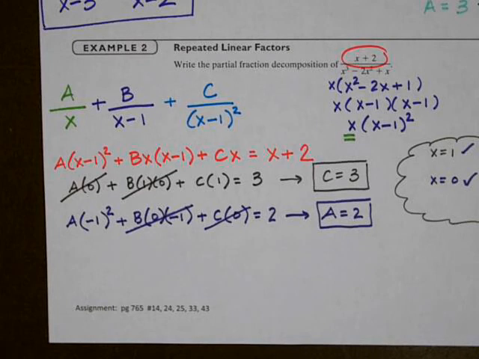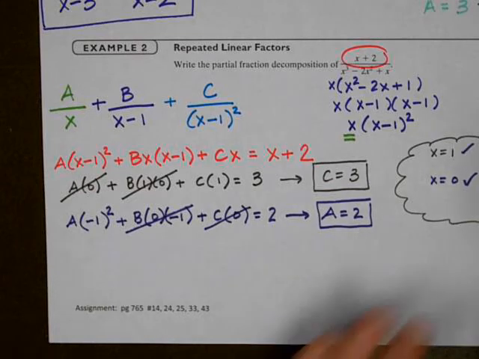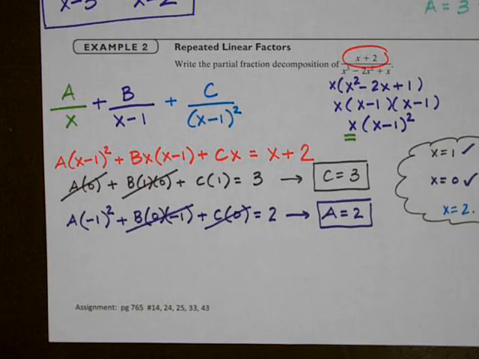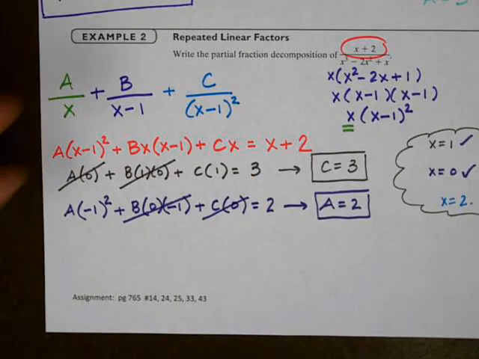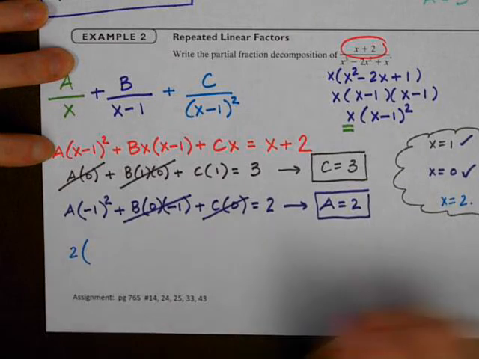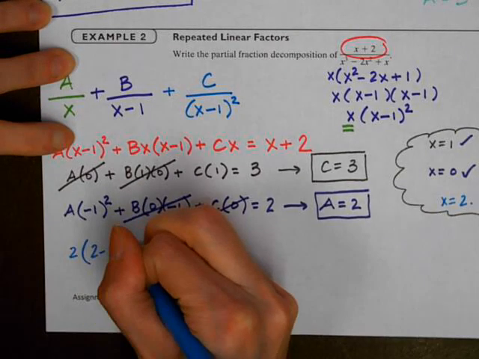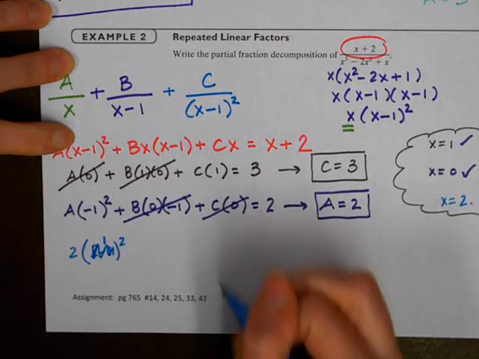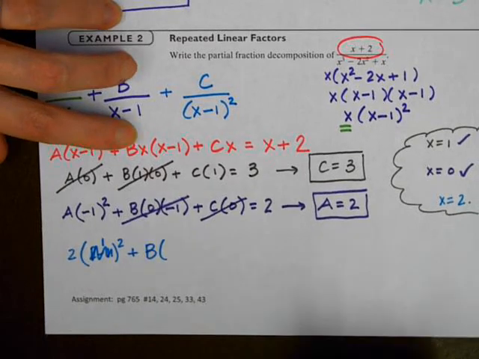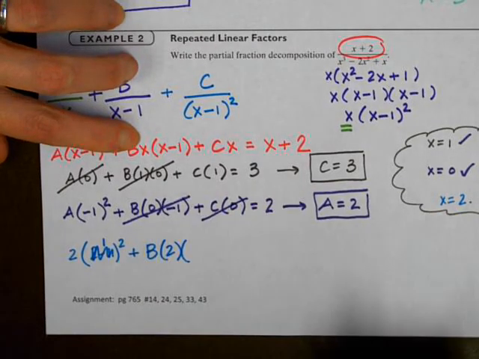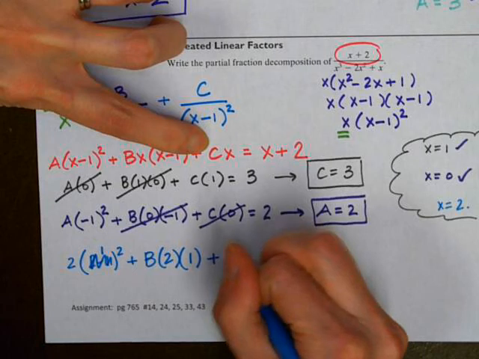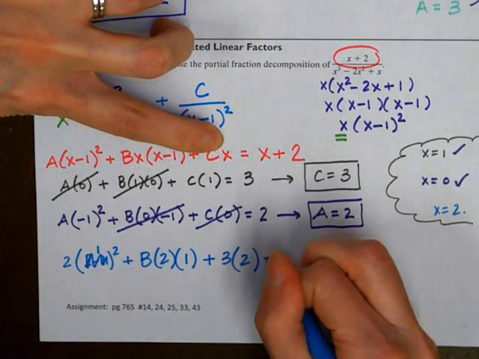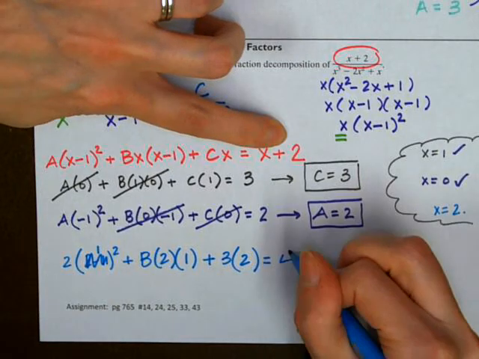And for this one, you guys can pick any other number for x. This time, not 1 and 0 though. For this last one, I'm going to pick 2. It could be anything. All right, so I'm going to plug in 2, A and C, and now we're going to find B. All right, so A is 2 times 2 minus 1 squared. Oh, let's just do that. That's 1. Okay. Plus B times X, X is 2, times 2 minus 1, which is 1. Plus C is 3 times X is 2 equals X is 2 plus 2, which is 4.